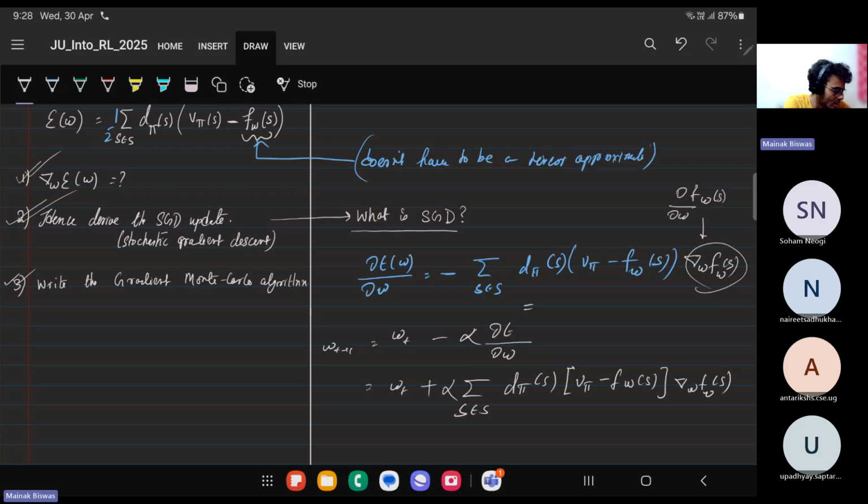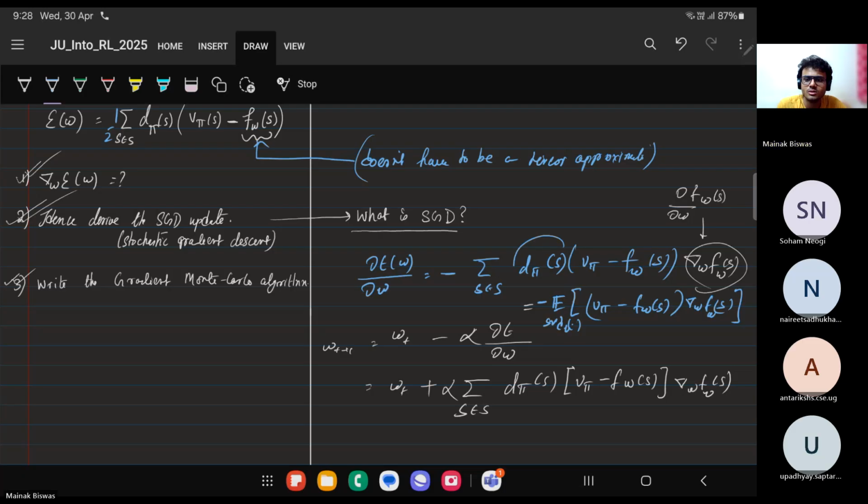We'll see what is gradient Monte Carlo. So again, this is the expected value of what? Minus of states sampled from d_mu, (V_pi minus f_W(s)) times the gradient of f_W(s). Yes or no? Correct? This is again the expected value with respect to this probability distribution d_mu.